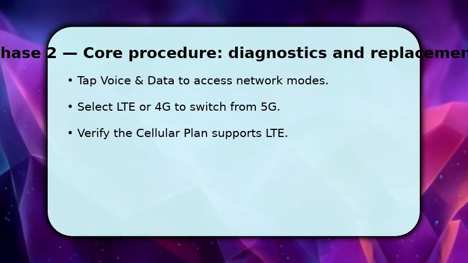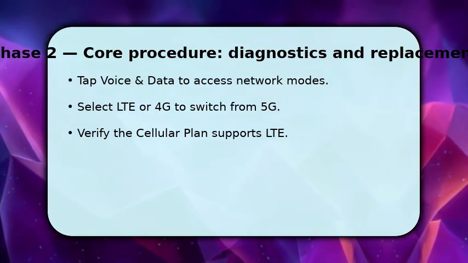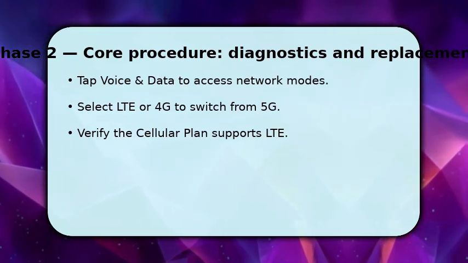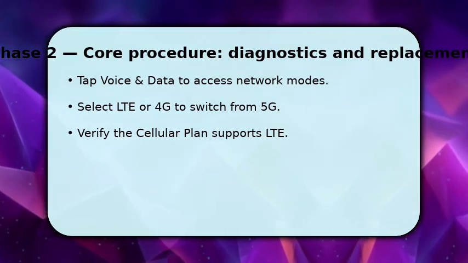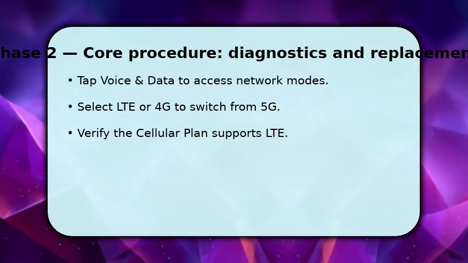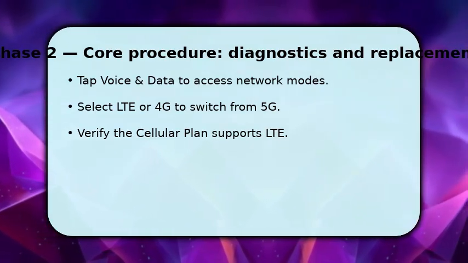If LTE is missing, make sure your carrier plan and eSIM are configured correctly. Sometimes eSIM profiles default to 5G only. Once selected, make sure data mode settings won't override the choice. Some aggressive data modes can prefer fast.